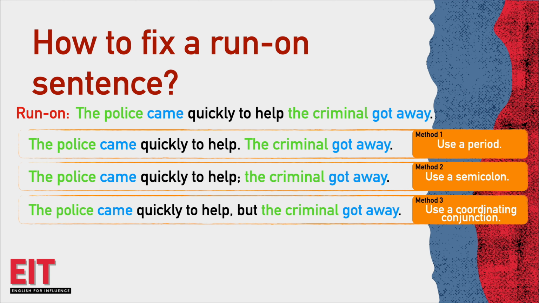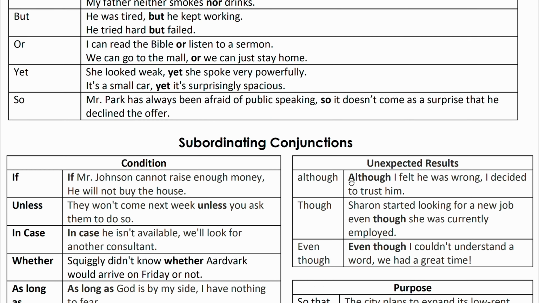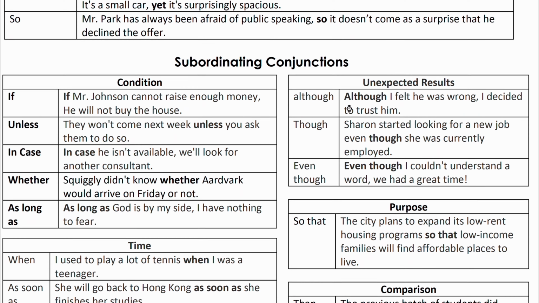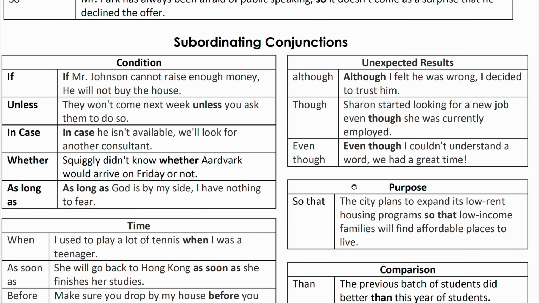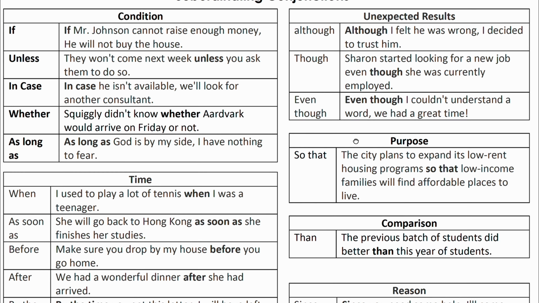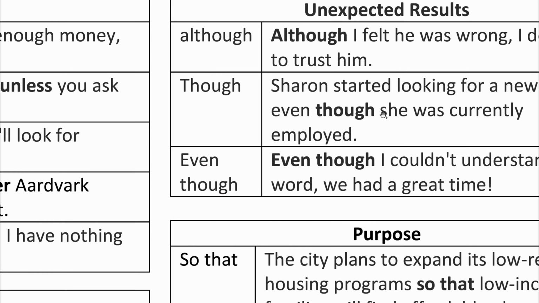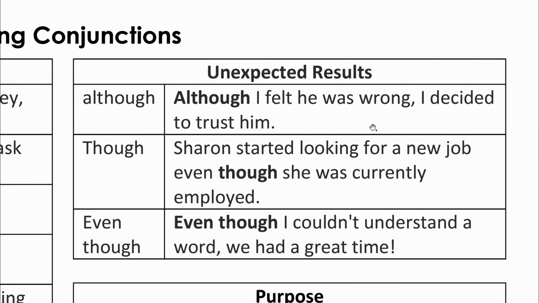The fourth option is to use a subordinating conjunction. Unlike coordinating conjunctions, we have many subordinating conjunctions. So as we look at our clauses, what is the best subordinating conjunction to use? Since they are opposing ideas, we can use even though.